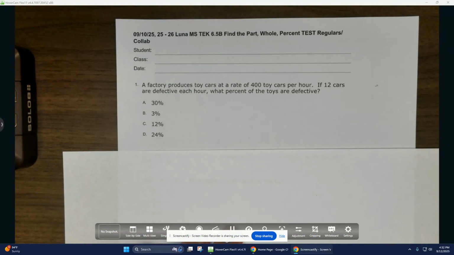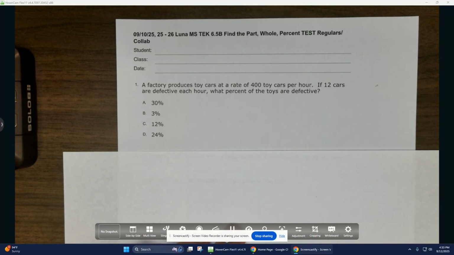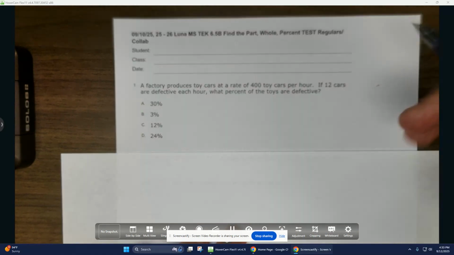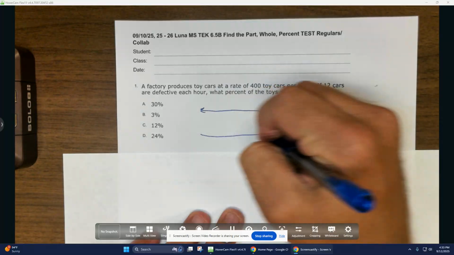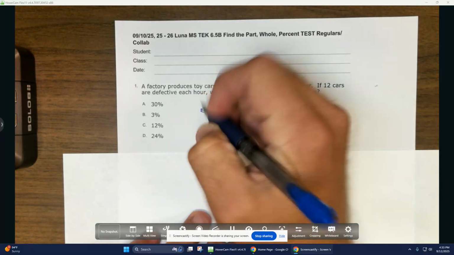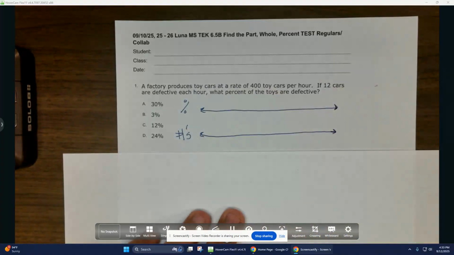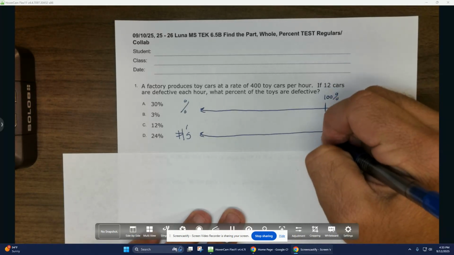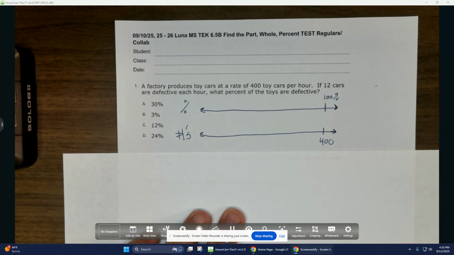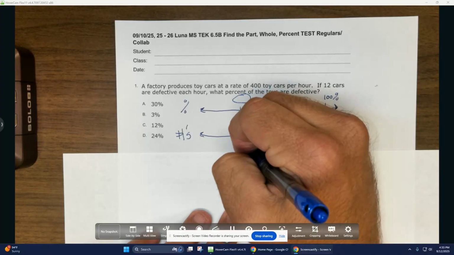A factory produces toy cars at a rate of 400 toy cars per hour. If 12 cars are defective each hour, what percent of the toys are defective? So you can start with the double number line, just like so. The top is my percents, the bottom is your numbers. We know for a fact that 100% is 400 cars. We need to know what percent is 12 cars.